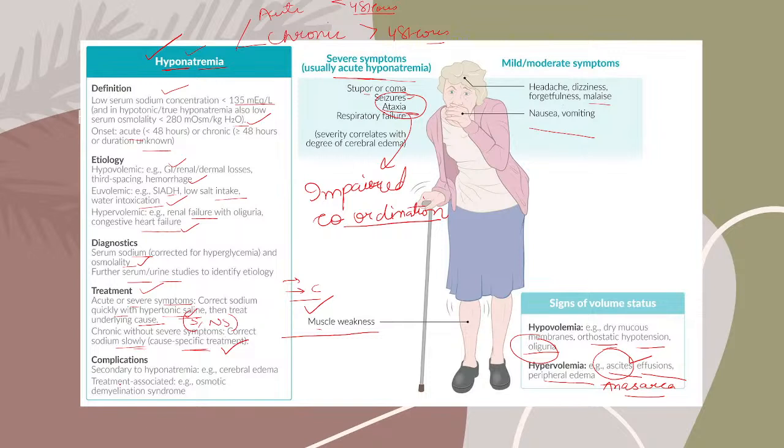Then complications are secondary to hyponatremia. All right. The complications are secondary to hyponatremia, for example, cerebral edema. And treatment associated complications can be osmotic demyelination syndrome. This demyelination syndrome occurs when we infuse 3% normal saline very rapidly. That time there may be demyelination. All right.